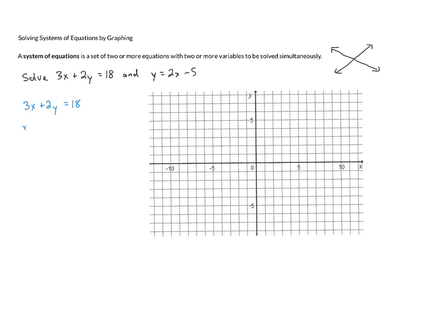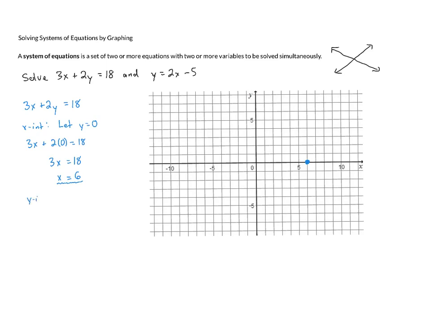So to find the x-intercept, what we need to do is we need to let y equal 0. If we do that, this becomes 3x plus 2 times 0 equals 18. We know that anything times 0 is 0, so that goes away, and we're just left with 3x equals 18. Now, if we divide both sides by 3, 18 divided by 3 is 6, so we get x equals 6, and that's the x-intercept. We can even plot that now. We find 6 on the x-axis, and there we go.